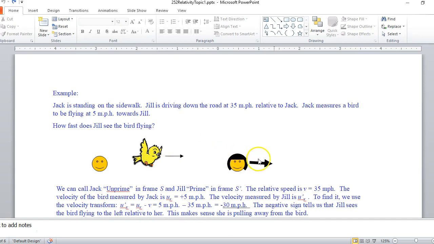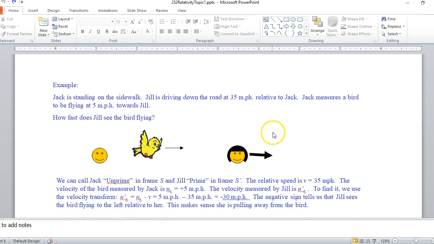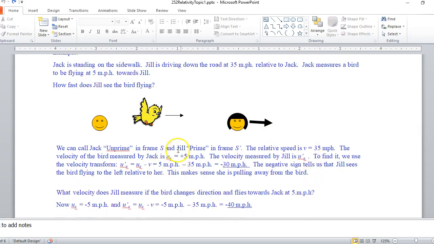But if you think about it, she's pulling ahead of the bird. So if you ask Jill, she would say, I see the bird going to the left at 30 miles per hour. And in fact, that's what the transformation equation will give you. In this picture, we can call Jack unprimed, in frame S, and Jill primed, in frame S prime. The relative speed between these two, v, is 35 miles per hour. The bird's velocity measured by Jack would be u sub x. We'll assume it's just x motion. That would be plus 5 miles per hour.